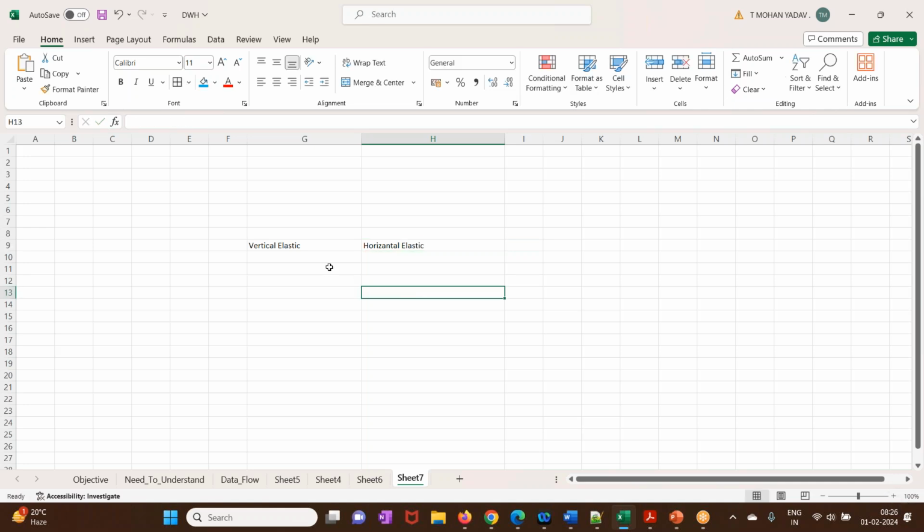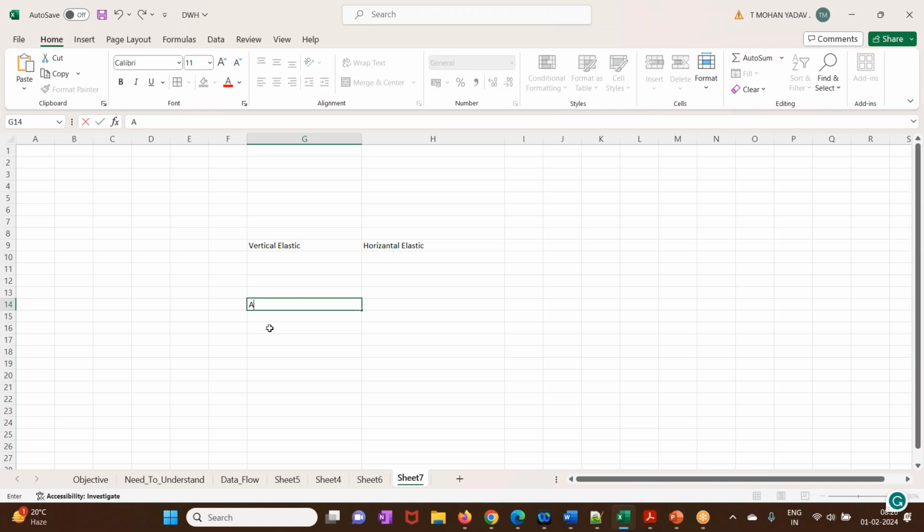So in terms of vertical elastic, let us consider that A can pull 30 kgs of weight. Let us consider he has a power of 2. What happens is we ask him to pull 60 kgs of weight. So we are going to increase his capability to 4 so that he can pull 60 kgs of weight. This is what happens.